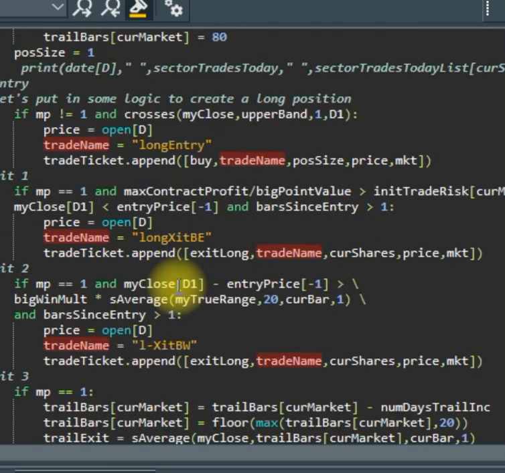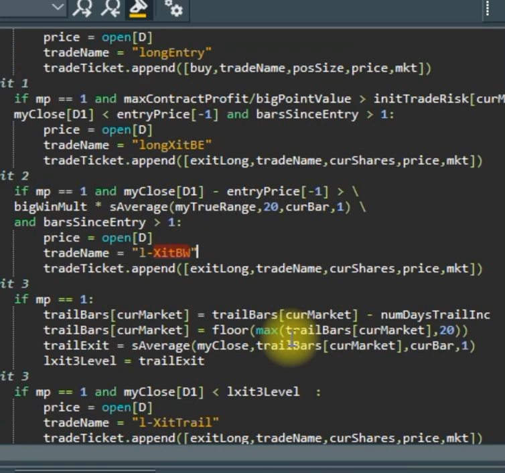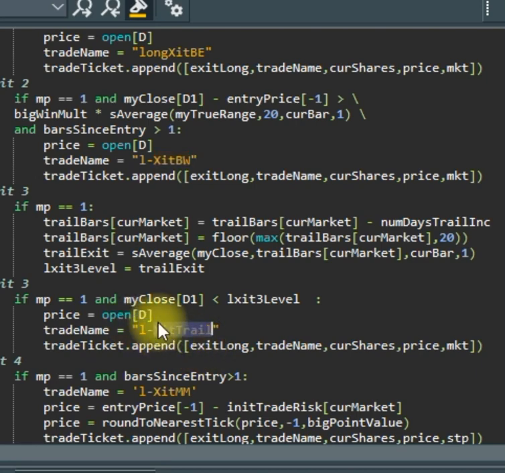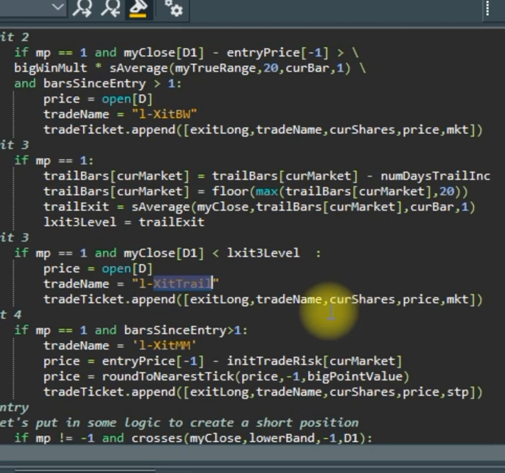We did long entry, which is pretty simple. Long exit break even, BE. Long exit big winner, BW. And here's going to be long exit trail. And then we're going to discuss the last exit technique.